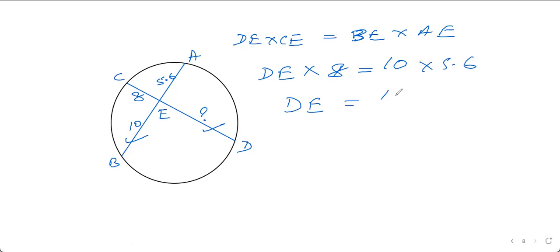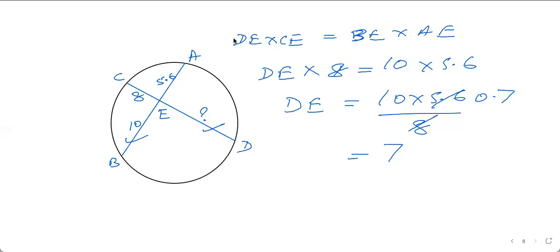will be equal to 10 into 5.6 divided by 8. Now the bell should ring in our mind that 8 sevens are 56. So this is 0.7. And when we multiply 0.7 with 10, we get 7. So the answer is option A, 7.